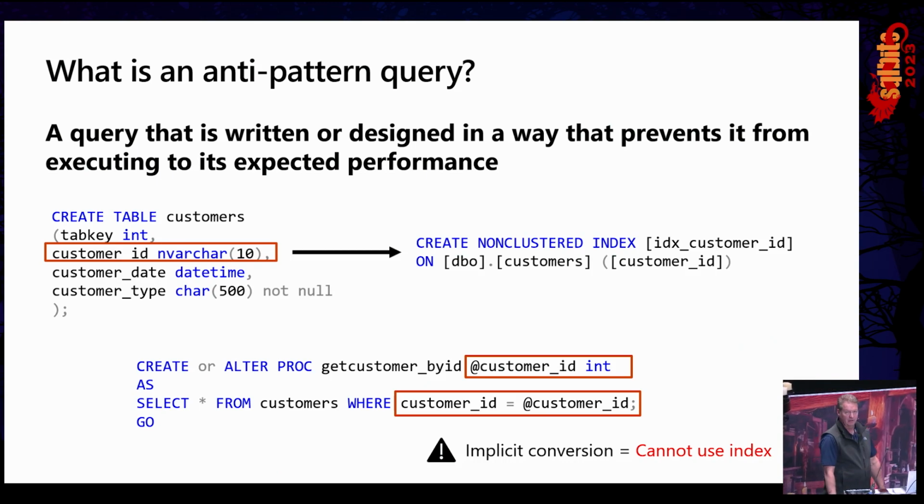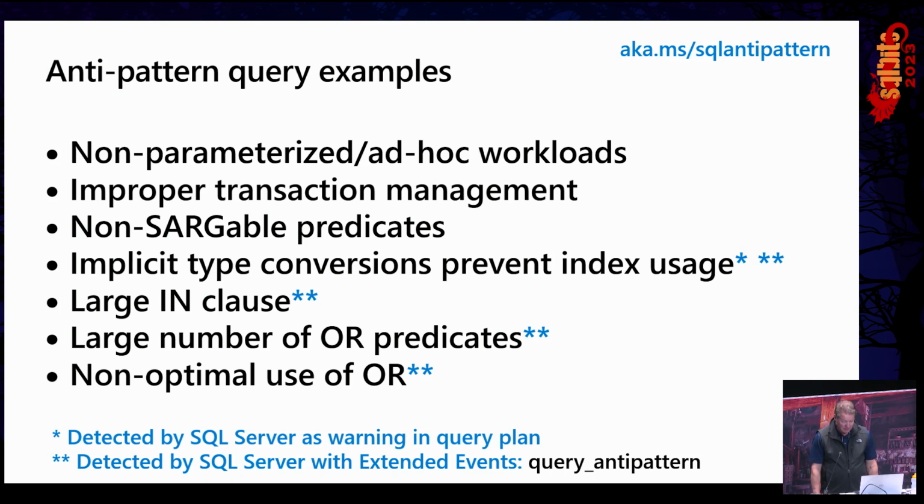Pretty simple scenario. Got a table, got an ID column, a varchar, put an index on it, you do a stored procedure, oops, use an integer value. No problem, we convert that, but you don't get to use an index when that happens. This is what we call a typical anti-pattern query in the product. In fact, there's a bunch of them.